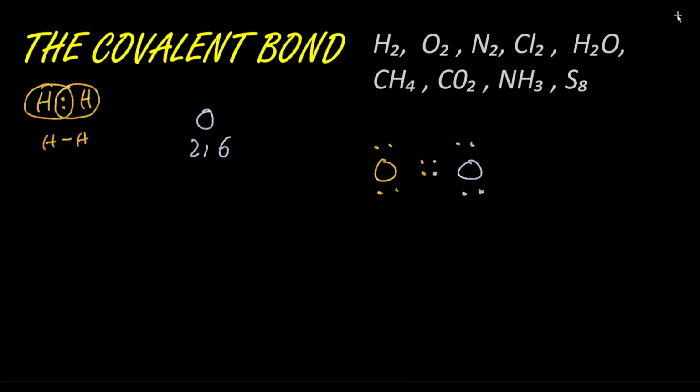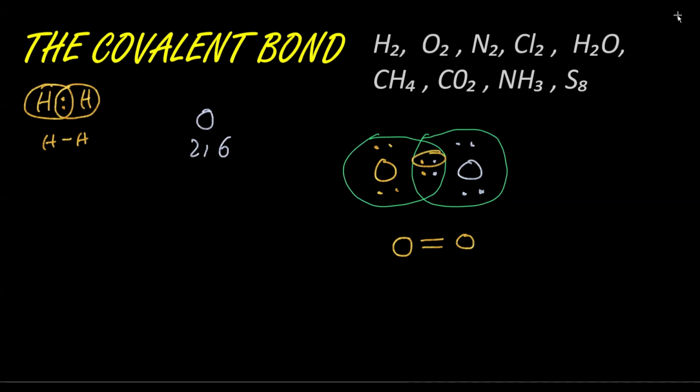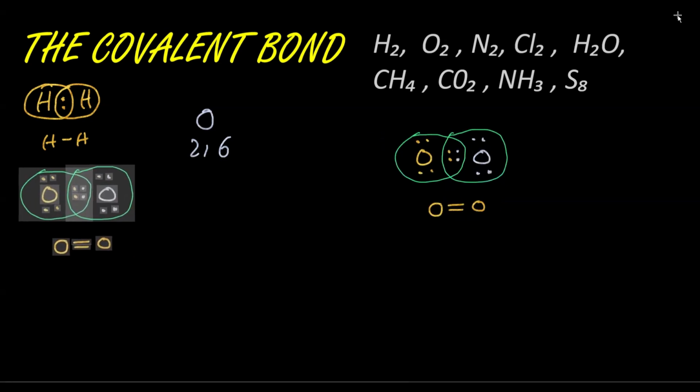As you can see, they will share a pair of electrons here, and this oxygen now will have 8 electrons, which is a noble gas configuration, and this oxygen too has 8 electrons. So this way we can say that oxygen has a double covalent bond. You should know that a pair of electrons indicates a single bond. So now oxygen has a double covalent bond. This is how the oxygen molecule is formed.